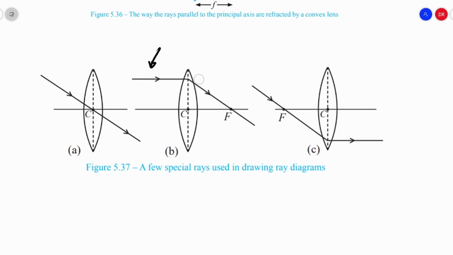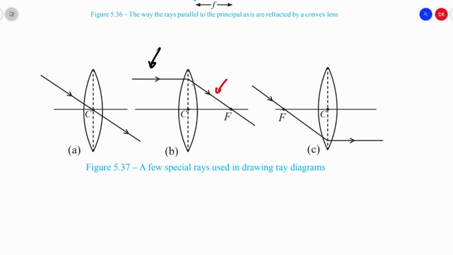Then we can just take the middle point with the dotted line which is perpendicular to the principal axis going through this optical center. Okay, then after meeting this line, it is going through the focal point. Then we can conclude that a ray coming parallel to the principal axis is going through the focal point of this object.